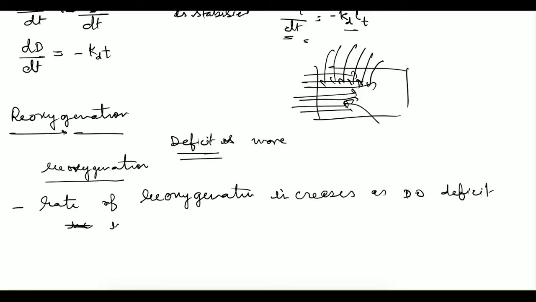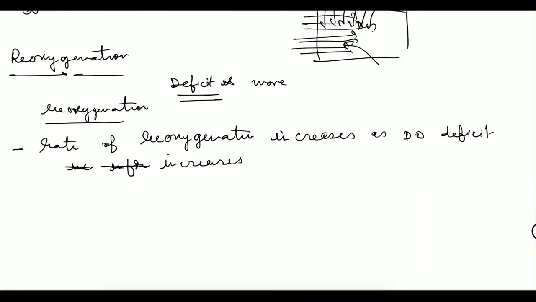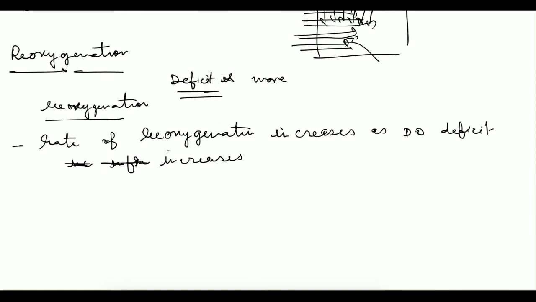That is, if the deficit is more, then the rate of reoxygenation will also be more. Let's say the rate of reoxygenation is dr by dt, then it is proportional to the deficit. That's what we are saying, dr by dt.